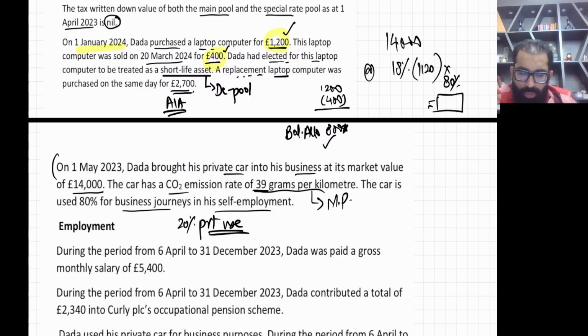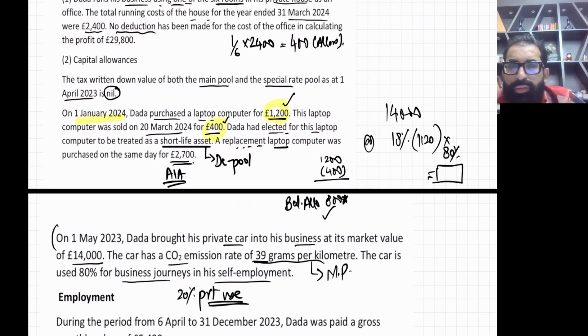So the good news for this complete capital allowance question: there was a main pool and a special rate pool, but the opening balance was 0, so there was no main pool or special rate pool in this question. All the three transactions we have covered without a pool, so there is no need to make any pool in this question, because the short life assets are depooled and we have to claim a balancing adjustment.